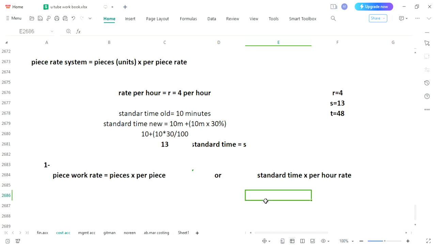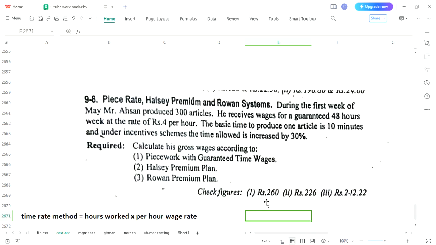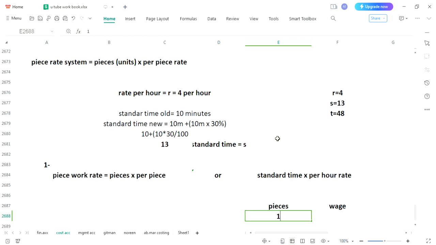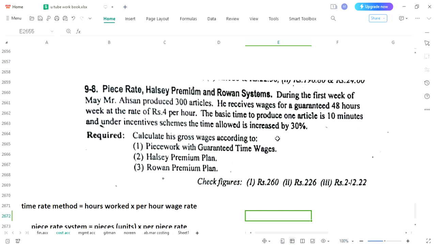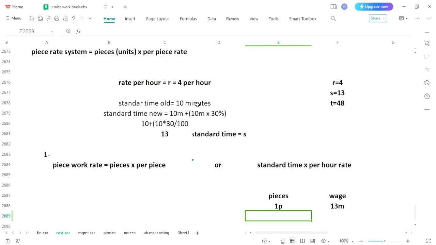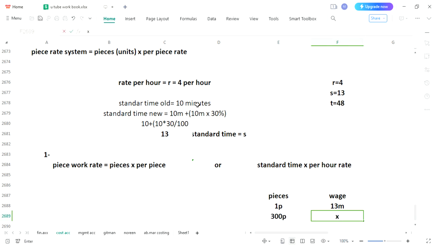For that, we will see pieces or units would be written over here and wage would be put over here. He was given a standard time. 13 standard times would be given for one piece. One piece is needed to be made in 13 minutes. And how many units he had produced? 300 articles. So for 300 pieces, how much time is needed?